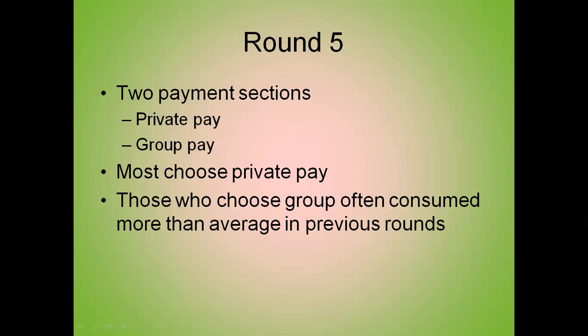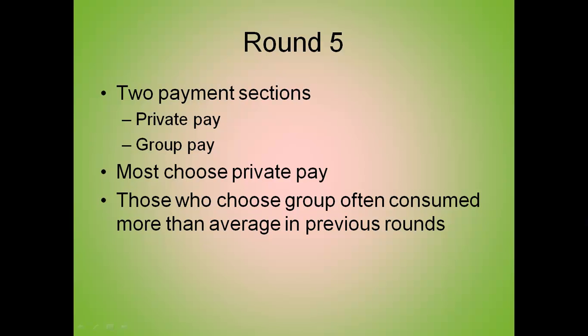For round 5, I tell them they are going back to the restaurant. But this time, they have a choice of payment schemes. Rather like the old smoking and non-smoking sections, they get to decide if they want to sit in the private pay section or the group pay section. The private pay section works like round 1. You pay for what you order. The group pay section works like all of the other rounds. What you pay is determined by what everyone orders.